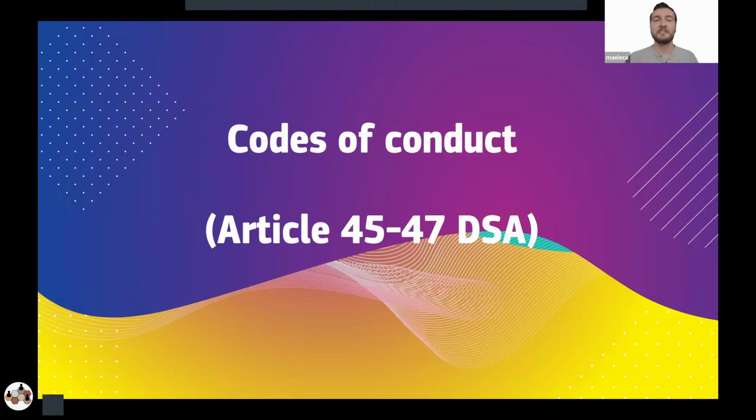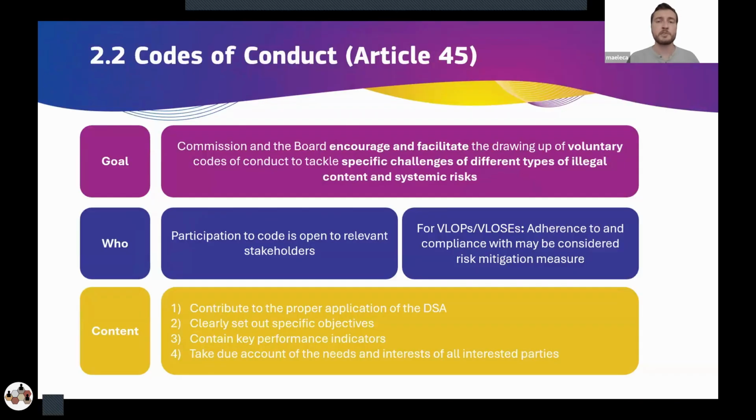However, also in the interest of your sanity, I'm going to try and keep it a bit streamlined and a bit short where possible. Because essentially, all of these articles are quite different. And Article 45, though, is the big one. Article 45 is the mastodon that you should be focusing on the most, because this is the one where it stipulates that the Commission and the Board shall encourage and facilitate voluntary codes of conduct to tackle specific challenges of different types of illegal content and systemic risks.